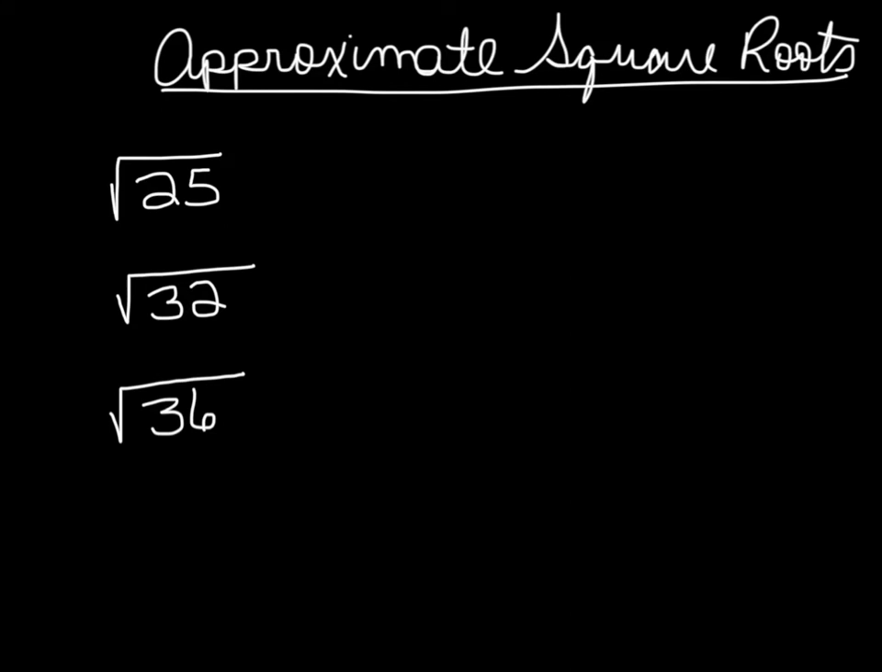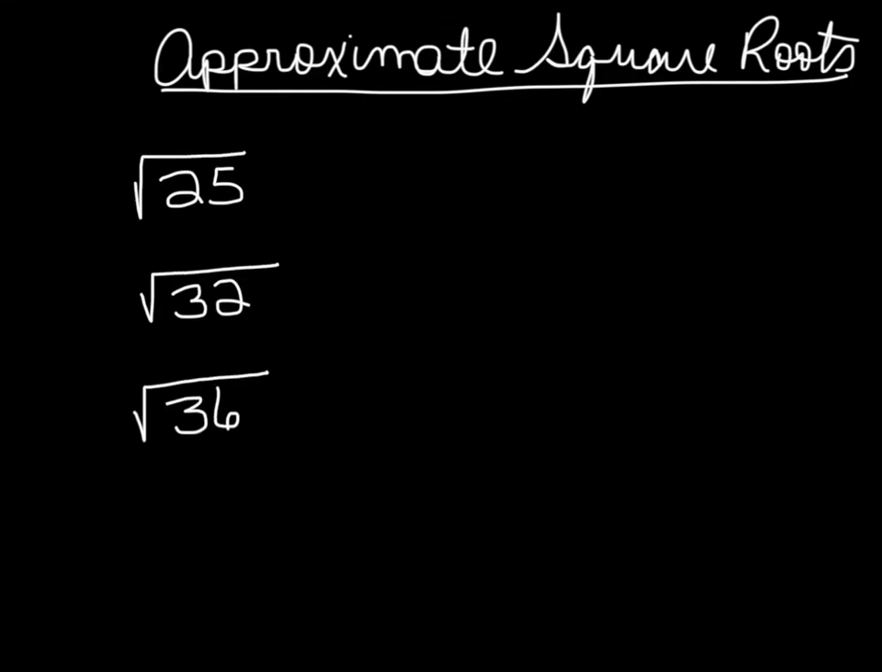Okay, now let's look at approximating square roots. If we know that the square root of 25 equals 5, and the square root of 36 equals 6, then the square root of 32 has to fall somewhere between the whole numbers of 5 and 6. So we can approximate that that's going to be somewhere in there. We don't have to know exactly what it is all the time, but we do need to recognize that it is between 5 and 6.